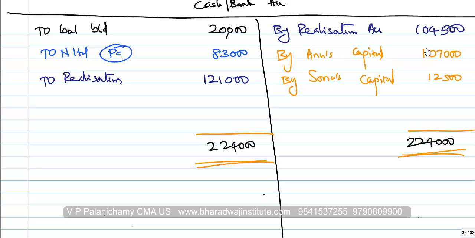First, to N Limited is the purchase consideration. This is nothing but assets realized. This "By realization" is liability settled. That is there in the realization account. This is nothing but the purchase consideration that we got in cash.